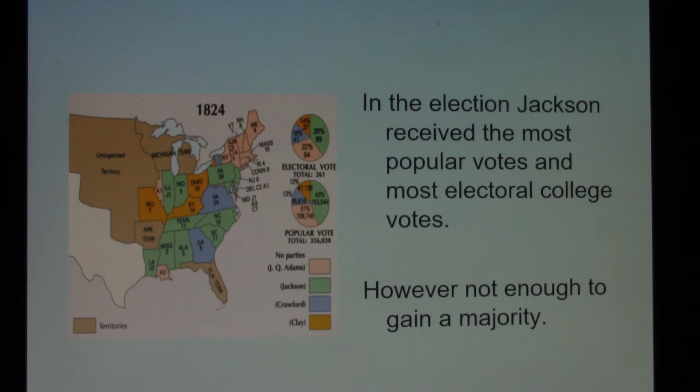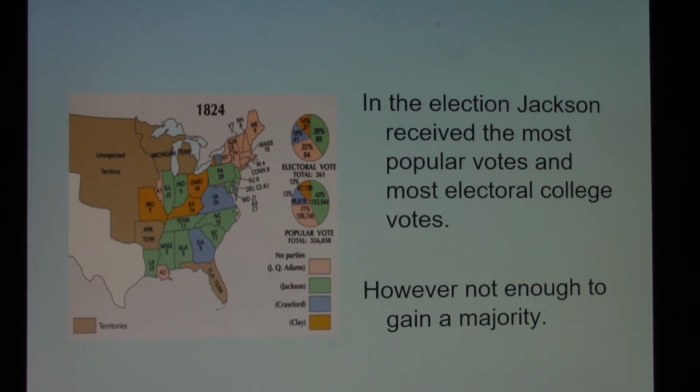Now, if we look at the top pie chart, none of the candidates have received a majority of the Electoral College votes. However, Jackson can point to the popular votes. This is the first election in which the people are allowed to vote, and most of the states west of the Appalachian Mountains will cast their popular vote. But we don't elect a president on popular vote. We elect a president on Electoral College votes.